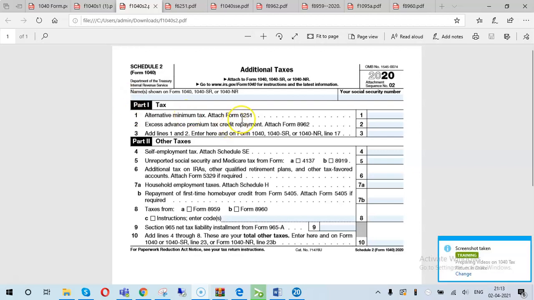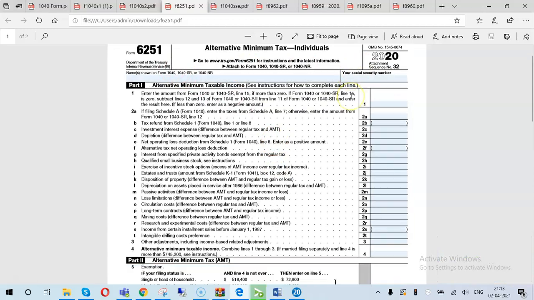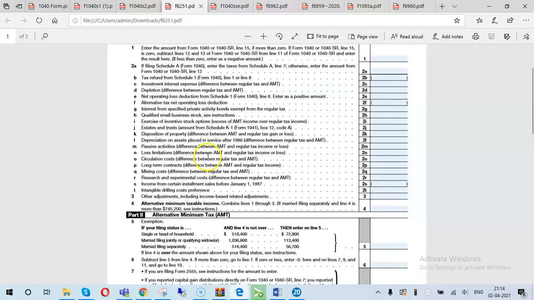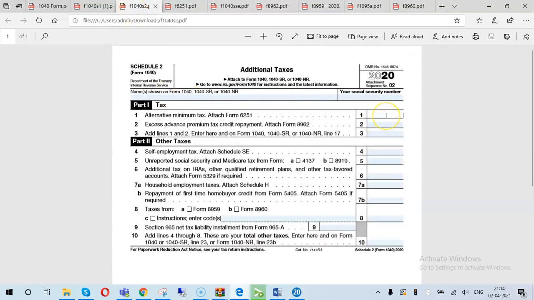So guys, let's have a look at Form 6251. This is Form 6251 and you can see here Part 1, Part 2. So here, have a look at line number 11. Schedule 2, Form 1040, line 1. The amount of AMT which is generated in line number 11 should come to line number 1 of Schedule 2. Now coming to line number 2, excess advance premium tax credit repayment, attach Form 8962.